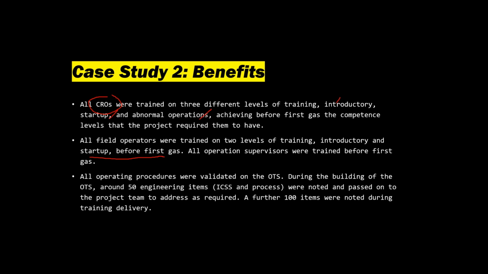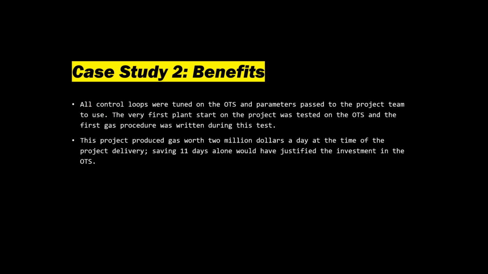So the operating procedures were validated on the OTS, and during the building of the OTS, around 50 engineering items were noted and passed on. A further 100 were noted during the training delivery. So which means that this particular system is very flexible, as you can continuously add engineering items before you start the field. Similarly, all the control rooms on the OTS and parameters were passed to the project team to use.